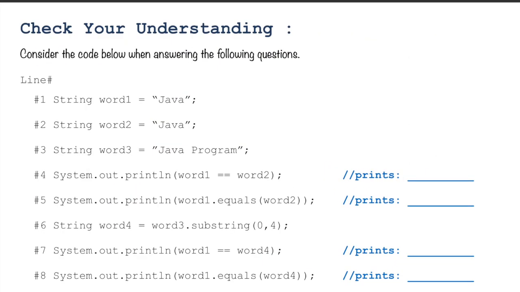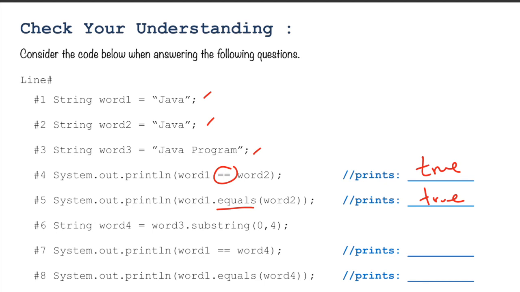Now, just to check your understanding here, we have some lines of code. Word 1 stores Java, word 2 stores Java, word 3 stores Java program. If we compare word 1 to word 2, we expect this to print out true. If we compare word 1 dot equals word 2, we expect this to print out true.